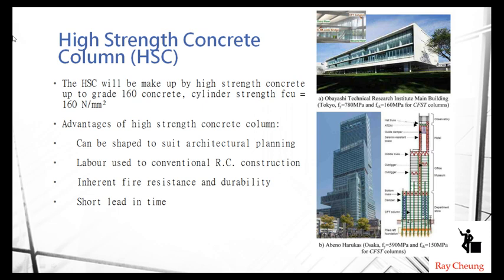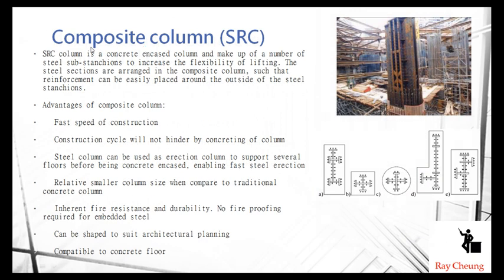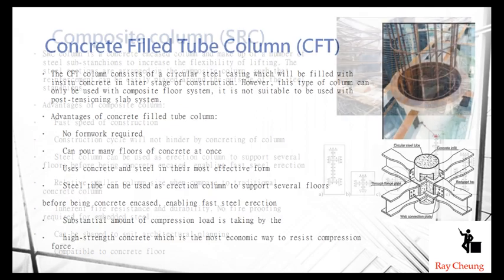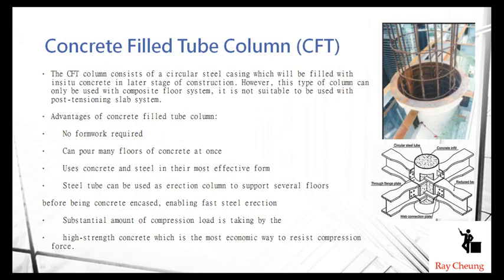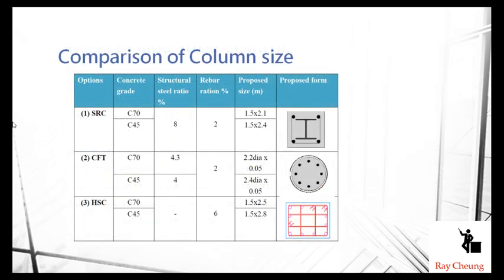Sometimes you can think about how we can reduce the size of the column. The first way is to use high strength concrete. The second is to use composite columns, like this one, putting the steel section inside the concrete column. And the third is to think about putting steel on the outside of the column. This is some of the example.